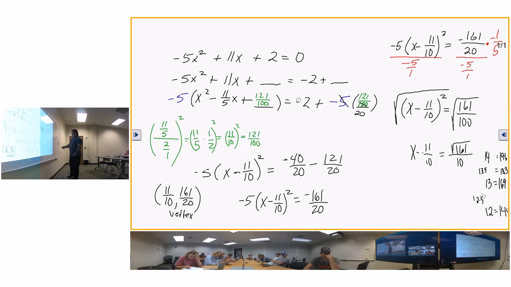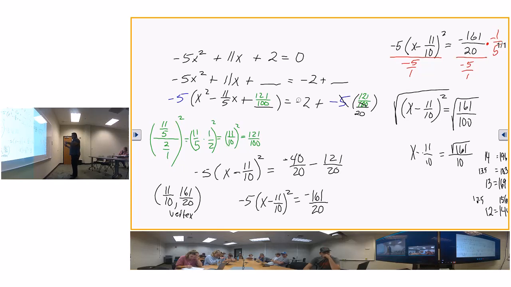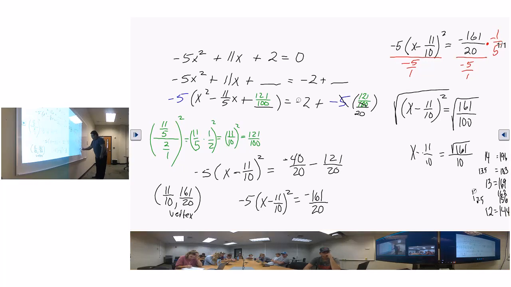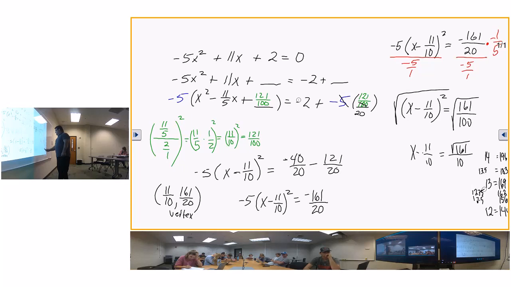Yeah, 25, half of 25 is 12. So 12 plus 144 is 156. Everybody with me? So what's between 156 and 169? Half of 12 is what? 6. So that would be 162. 162 is equal to 12.75. So I think it's around 12.7.